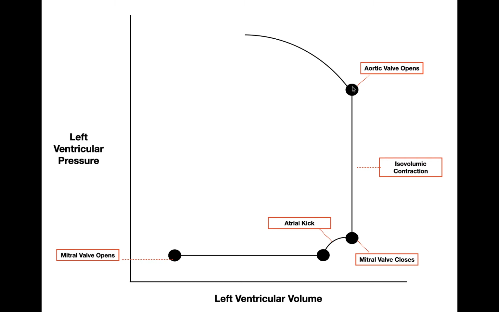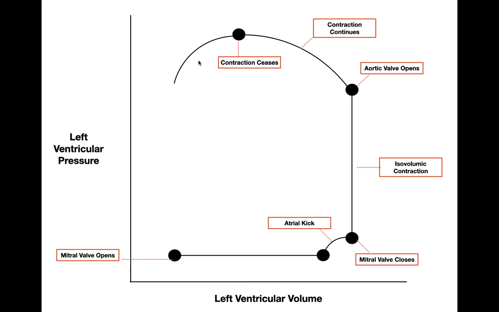What we see in this segment here is that the pressure is continuing to increase in the left ventricle, and this is because the ventricle is continuing to contract, but at the same time, the left ventricular volume is decreasing because blood is starting to eject into the aorta. Now, once we get to the apex here, the ventricle stops contracting. So the pressure inside the ventricle starts to decrease and the ejection starts to decrease as well.